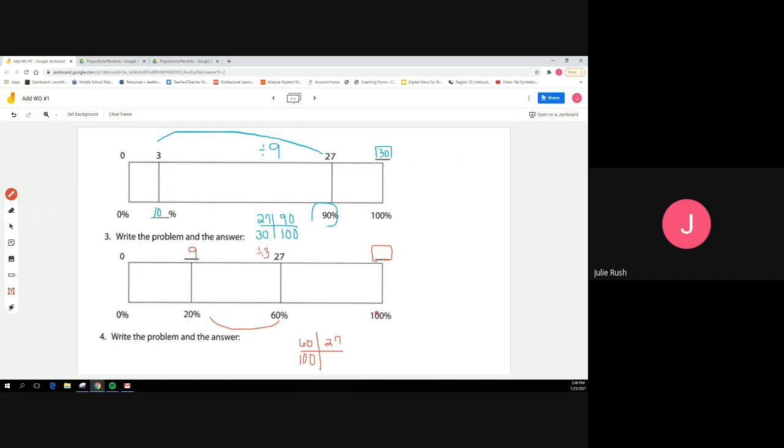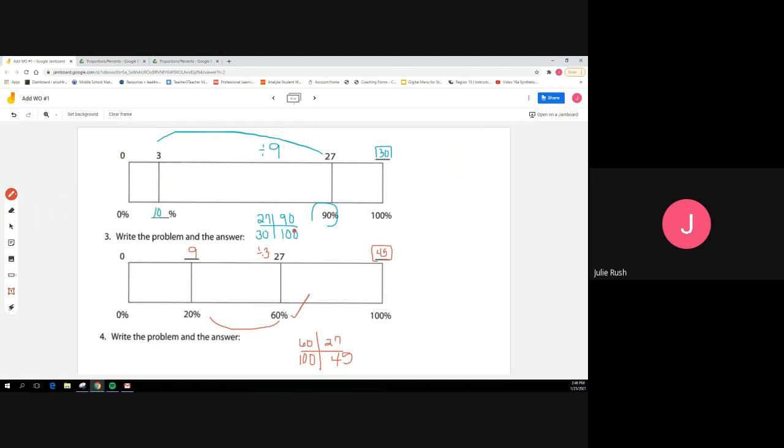20 goes into 100 5 times. 9 times 5 is 45. And so we are saying that 27 is 60% of 45. Let's take our 27, divide by 45, 0.6, same as 60. There you go, easy peasy.